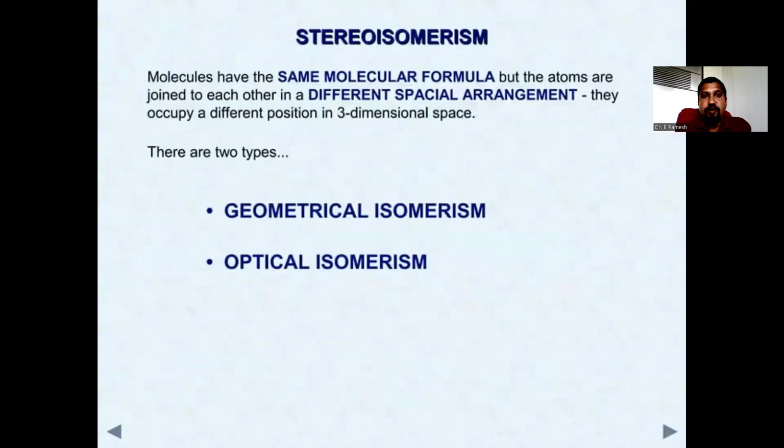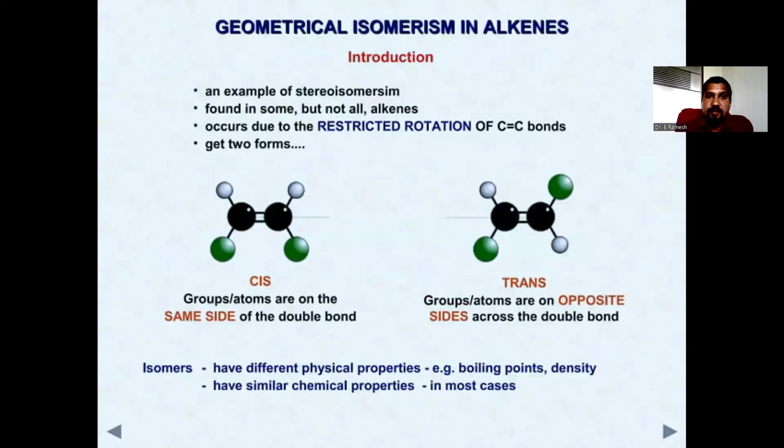Next, we are going to stereoisomerism. The definition we saw is that molecules have the same molecular formula, but the atoms are joined to each other in a different spatial arrangement. Or we can say the compounds have the same molecular formula and same structural formula, and differ only in configuration. We classify stereoisomerism into two: geometrical isomerism and optical isomerism.